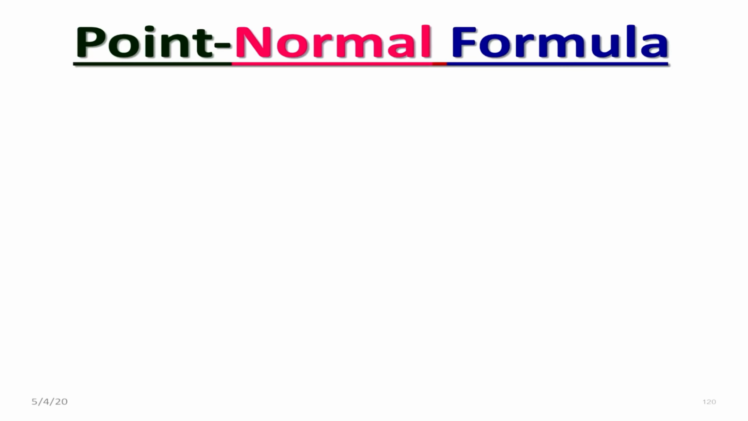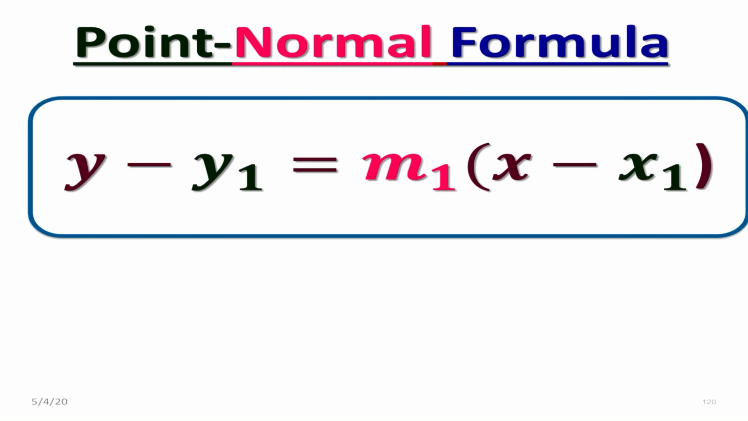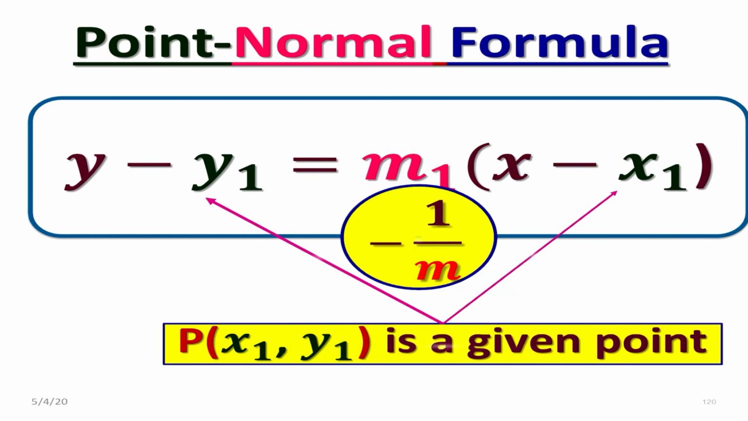So as a quick recap, for finding normal lines, we are using this point-normal formula. So y minus y1 equals m1 times x minus x1.